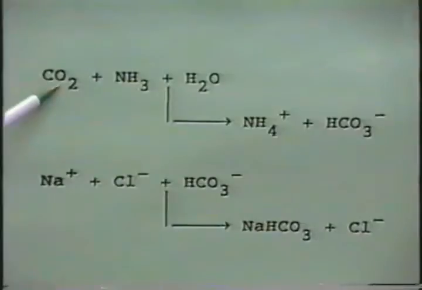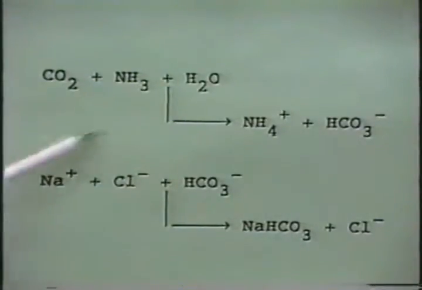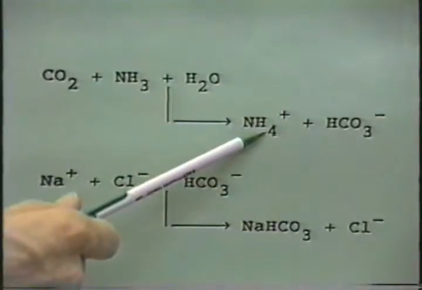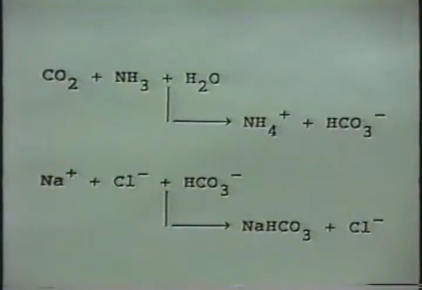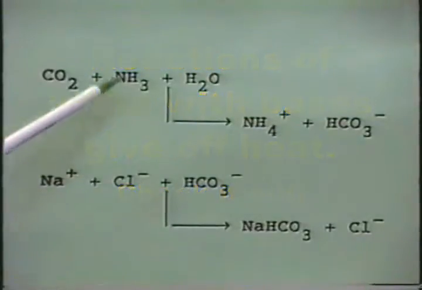It starts out with carbon dioxide, ammonia, and sodium chloride. It's a two-step process in which first the carbon dioxide reacts with ammonia to give ammonium ion and bicarbonate ion, which remain in solution. This is a simple neutralization reaction. Carbon dioxide is slightly acidic, ammonia is slightly basic. The acid and the base react with each other.